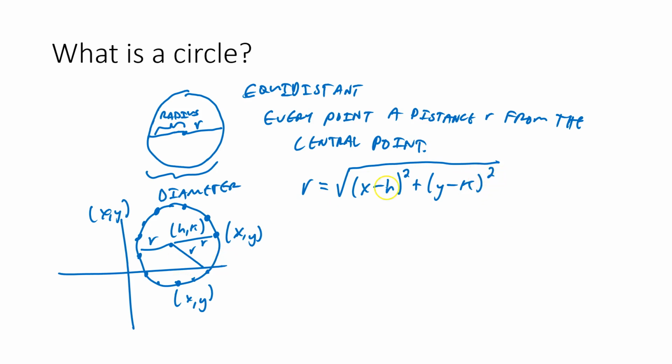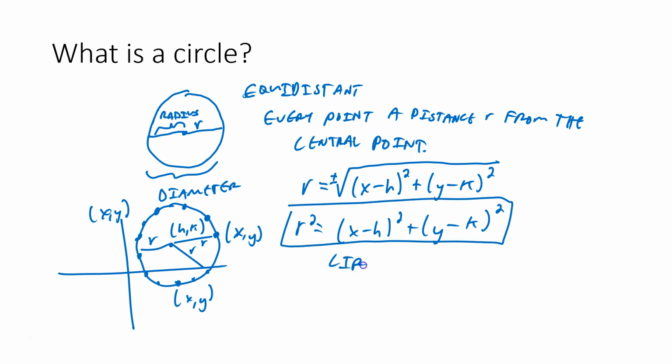Now to make this look a little prettier, I'm going to square both sides. So I have r squared equals x minus h squared plus y minus k squared. The reason we square both sides is because to have the whole circle here you would have to have a plus or minus. Just the positive would only give you the top half of the circle, because the circle is not a function. It doesn't pass the vertical line test, which we'll talk about later. But this is the equation that you're looking for a circle. So this is a circle with radius r and center h, k.